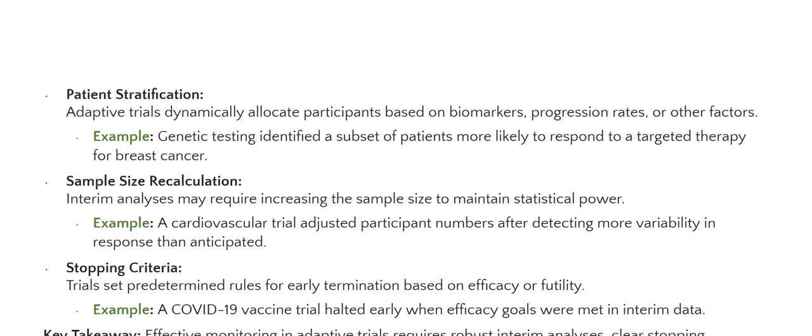The key takeaway here from the key monitoring objectives or roles in adaptive trials: effective monitoring in adaptive trials requires robust interim analysis, clear stopping mechanisms, and compliance frameworks to manage real-time modifications.